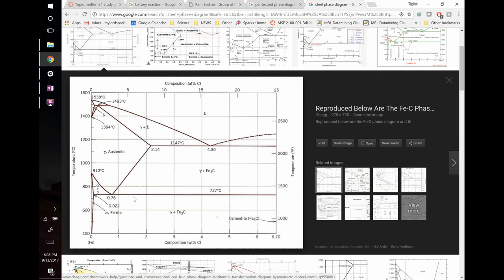Yeah, Allie? So hypos are smaller. Hypo is less, like hypoglycemic, not enough sugar. So you're to the left of your eutectoid. But hyper is too much, you're to the right of it.